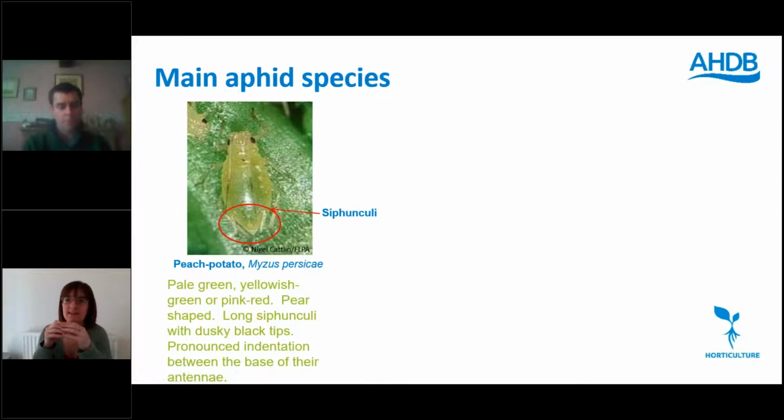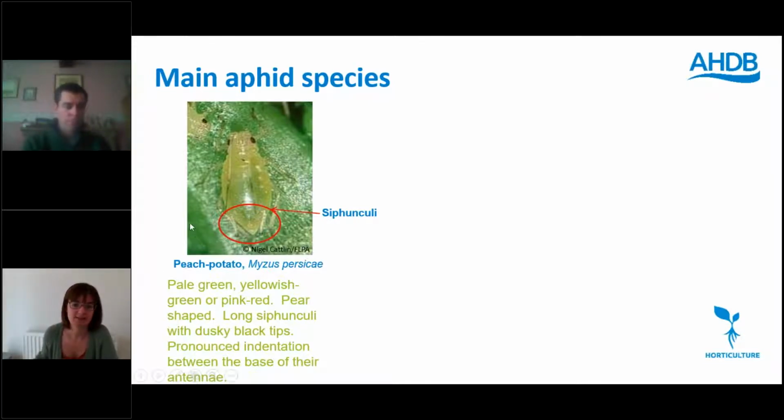Well, you can see them with the naked eye, but to get a better look at them, a hand lens is really useful. If you look at this under the hand lens, you will see that peach potato aphids tend to be pear-shaped, so they come around into a nice point at the back here, and they can vary in colour. They can be pale green or yellowish green or even pinky red on occasion.